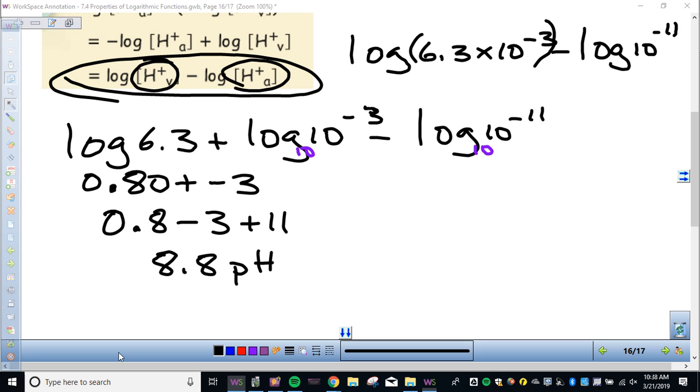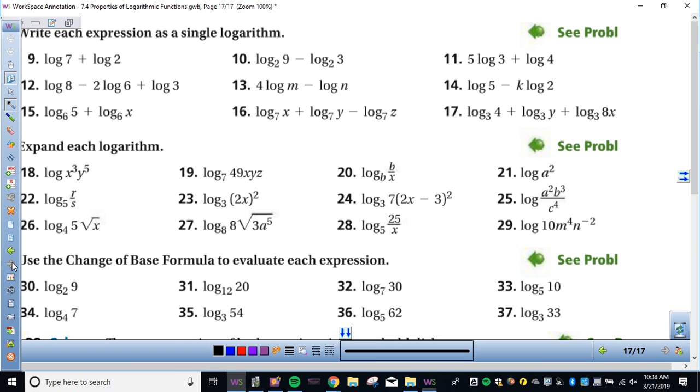So 8.8. When it's above 7, is it more acidic or more base? I don't remember how that scale works. Acidic? Okay. So more acid, 8.8 pH with the ammonia and the vinegar. Your homework's on the board, 9 through 45 odd, plus 38. It's right here.